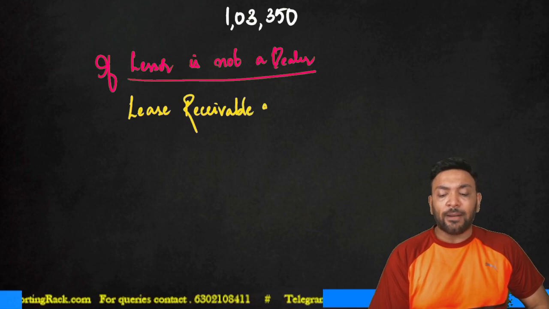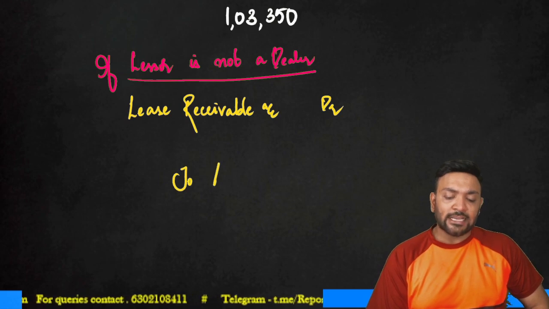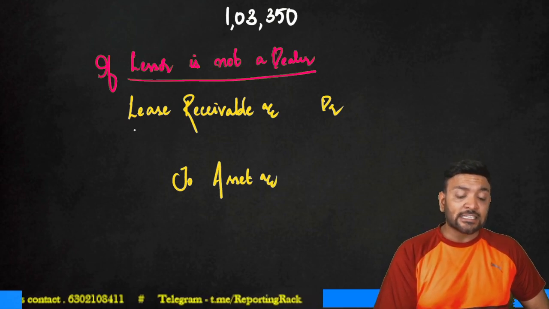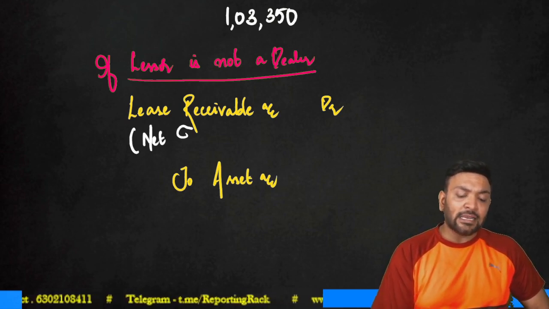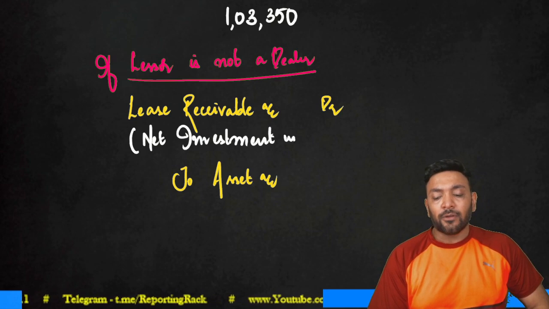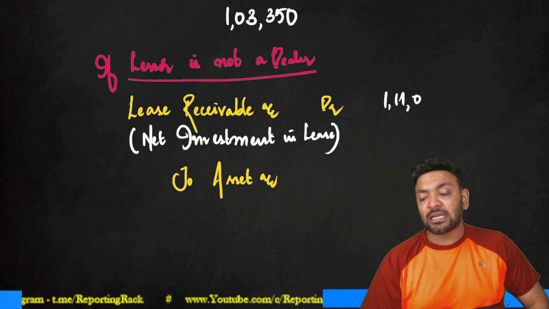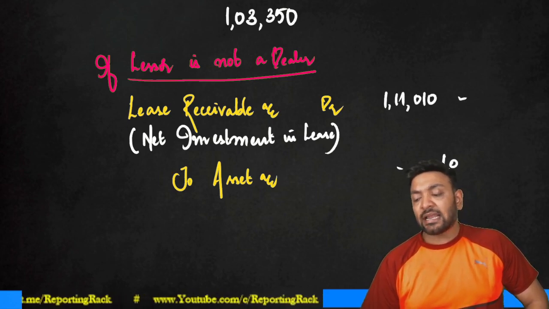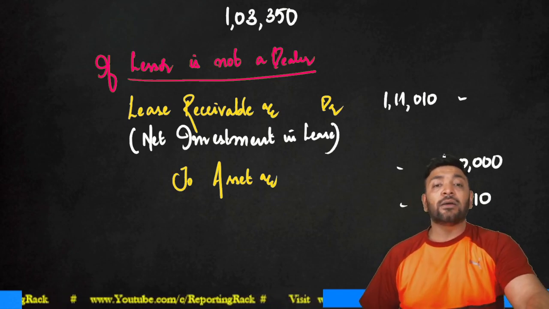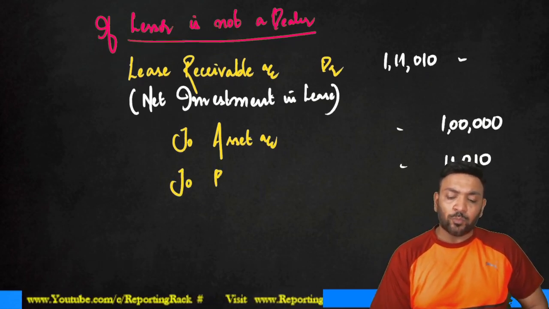Lease receivable account debit to asset. I'll derecognize the asset at its carrying value. This lease receivable should be measured at the net investment in lease. What is your net investment in lease? We have already measured the net investment in lease above and the amount was 1,11,010 rupees. The asset had a carrying value of 1 lakh. Therefore, it results in a gain of 11,010 rupees by giving the asset on lease. This should be transferred to P&L.